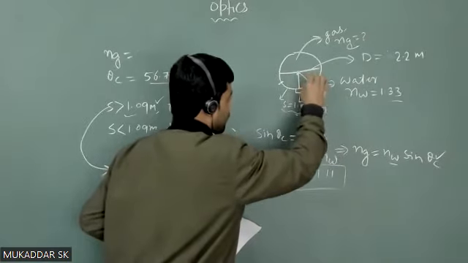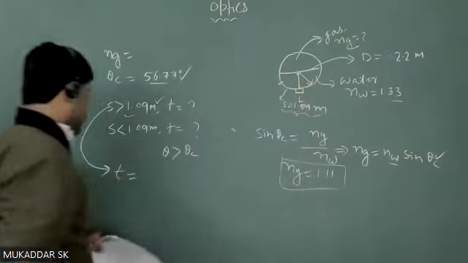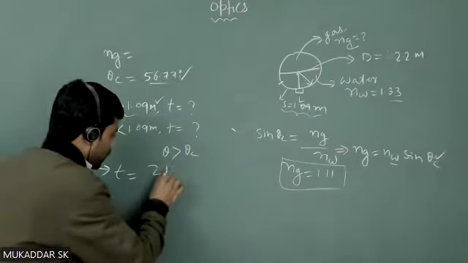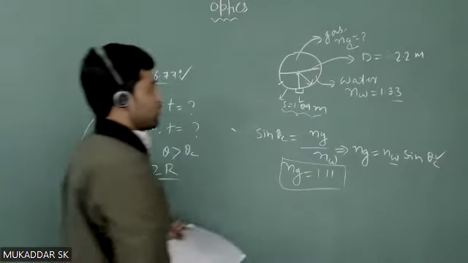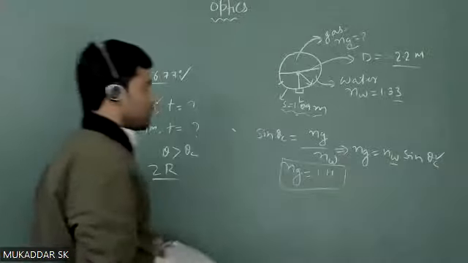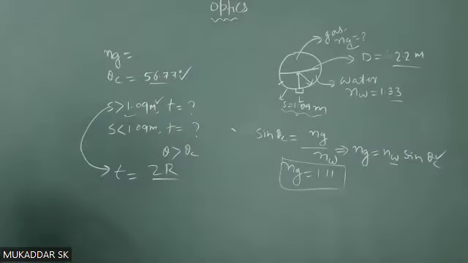So this distance is R and this is R. So the total distance traveled is actually how much? 2 into R. And R we can calculate from the diameter. That will be how much? R will be 1.1 meter.